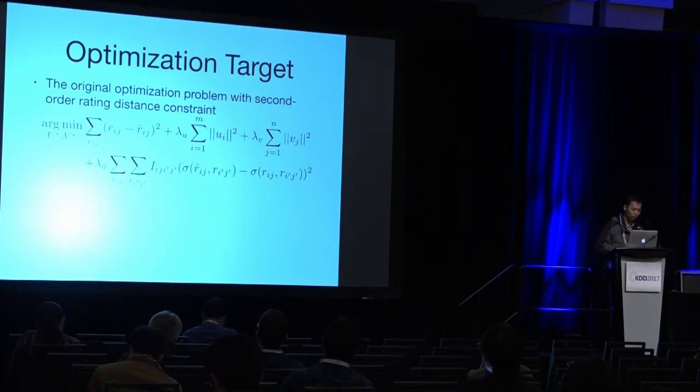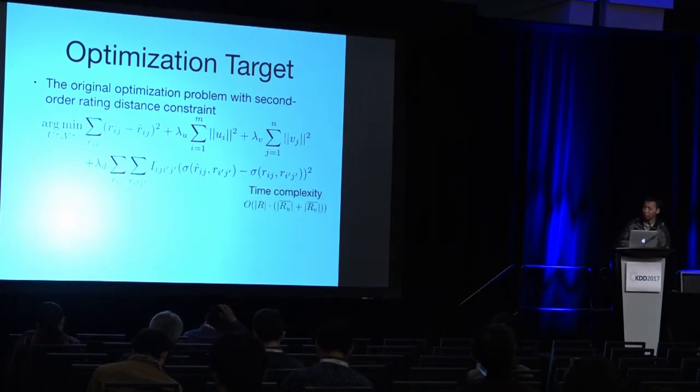Okay, next, the learning algorithm. So actually, for the optimization target, we have nearly quadratic second order pairs. And so the time complexity could be quadratic. And so this is an efficiency issue, and we need to speed up the computations.